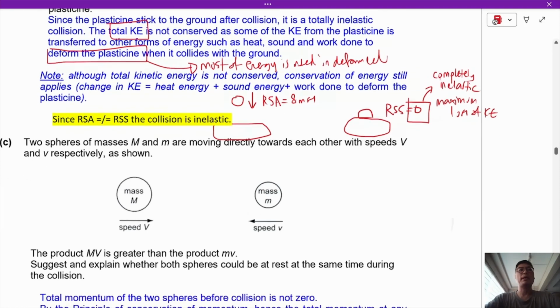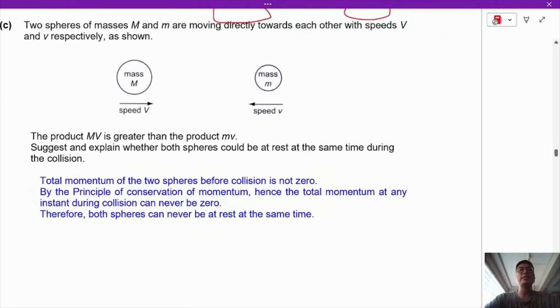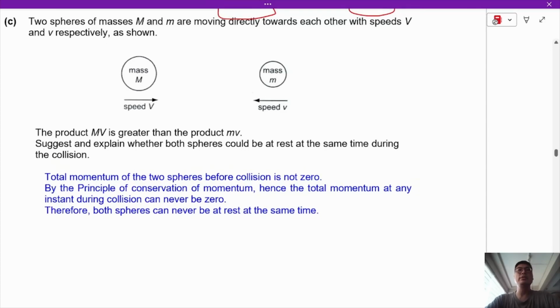Now let's take a look at part C. Two spheres of masses m1 and m2 are moving directly towards each other with speeds v1 and v2 as shown. The product m1v1 is greater than the product m2v2. Suggest whether both spheres could be at rest at the same time during the collision.